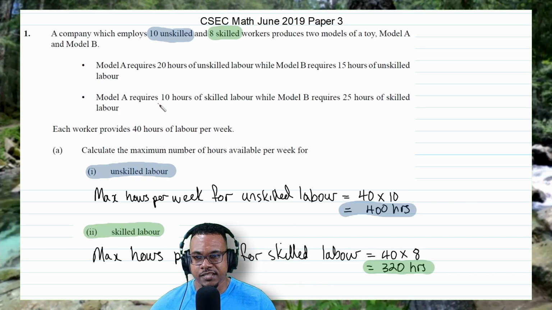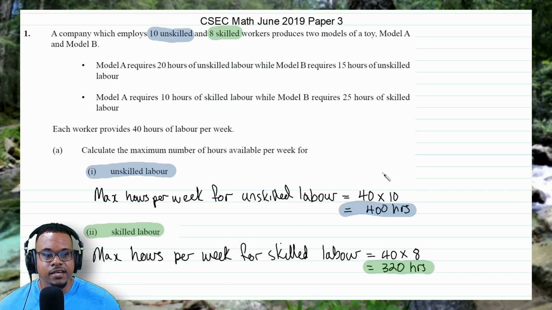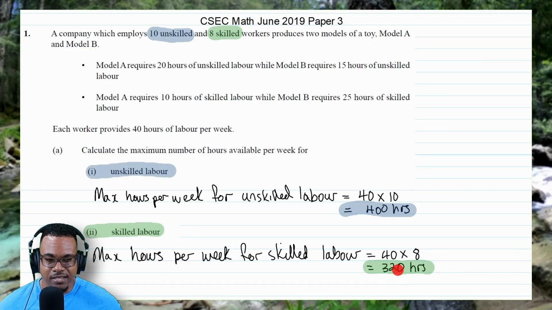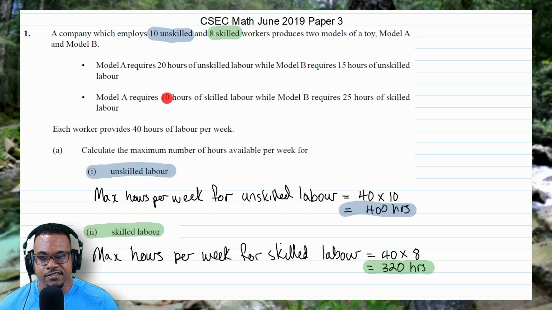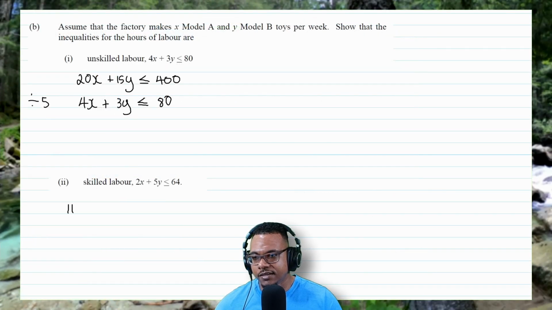So combining the maximum hours for Model A skilled labor and the maximum hours for Model B skilled labor, it cannot cross 320 hours, because this is the maximum amount for skilled labor. So it must be less than or equal to 320. So what we're going to have here is 10x plus 25y must be less than or equal to 320.